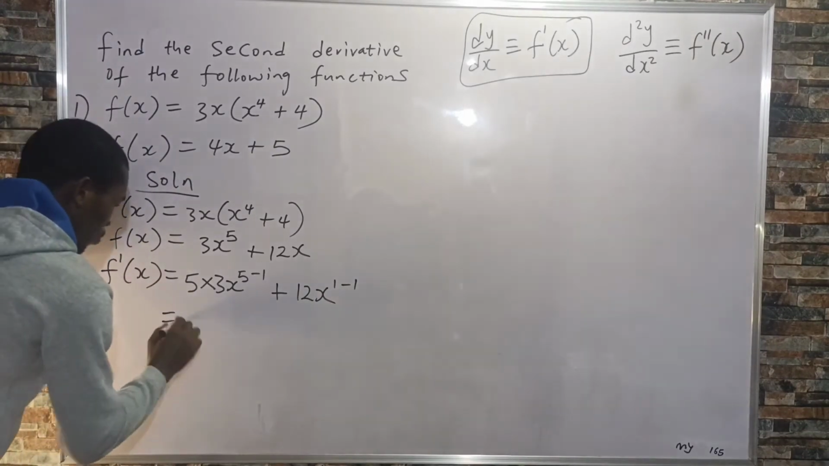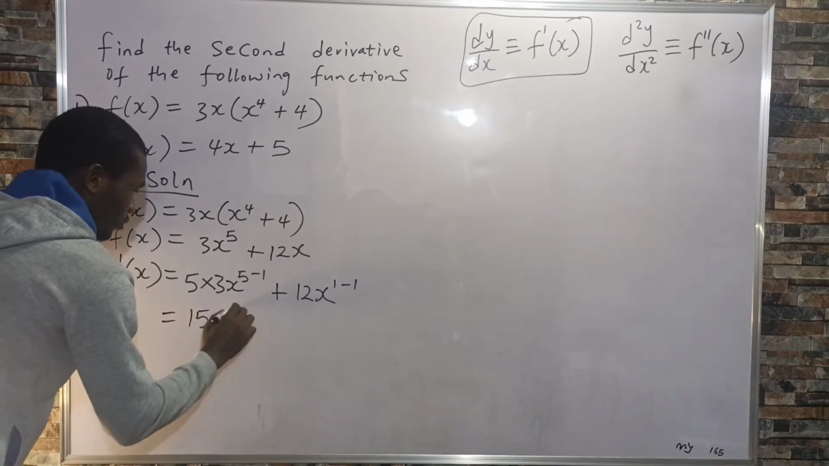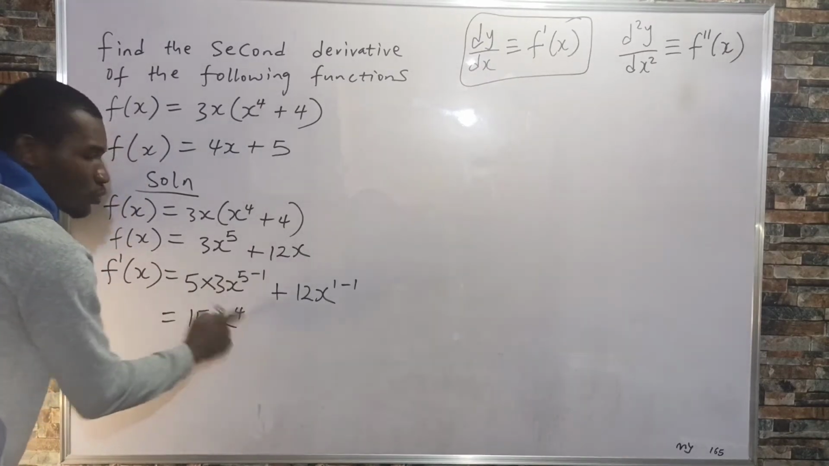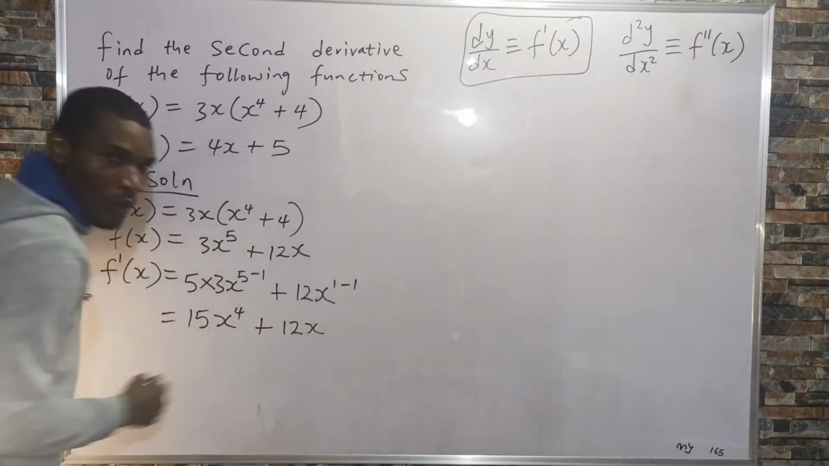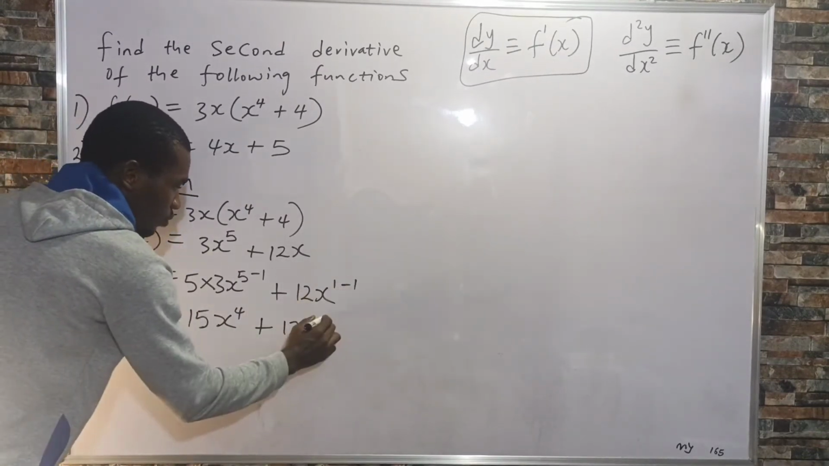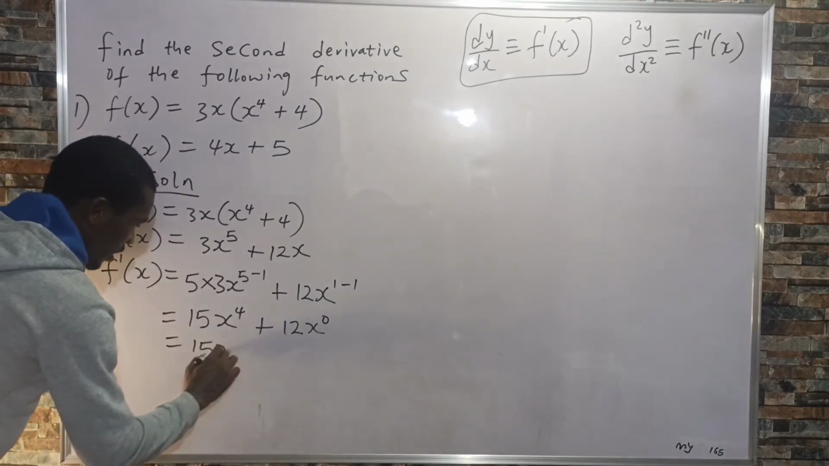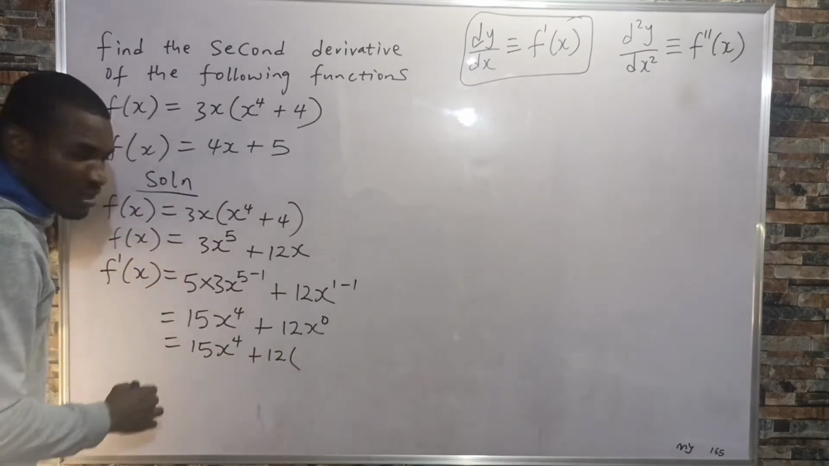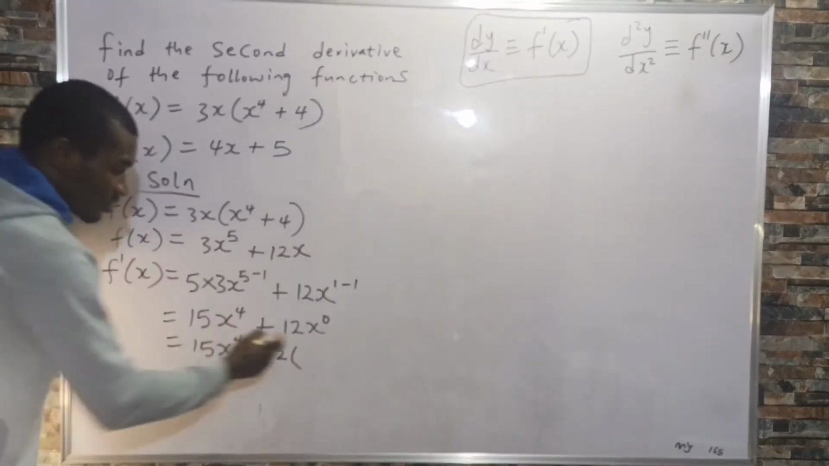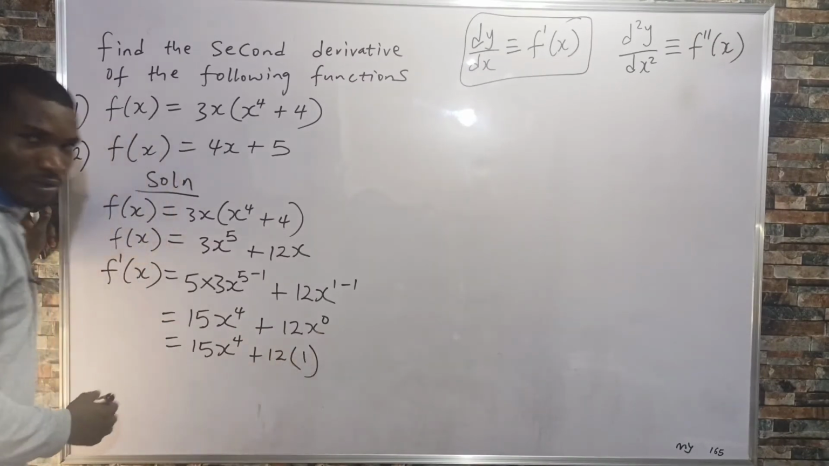Such that this is equal to 5 multiplied by 3 will give us 15. Then x raised to the power of 5 minus 1 will give us 4. Then plus 12 x raised to the power of 1 minus 1 will give us 0. So solving further, we have 15x raised to the power of 4 plus 12 in brackets. Remember the basic law of indices, any number raised to the power of 0 is simply 1, okay?